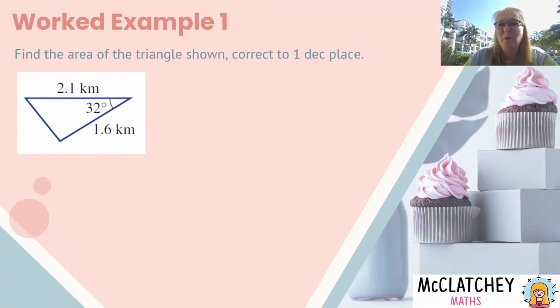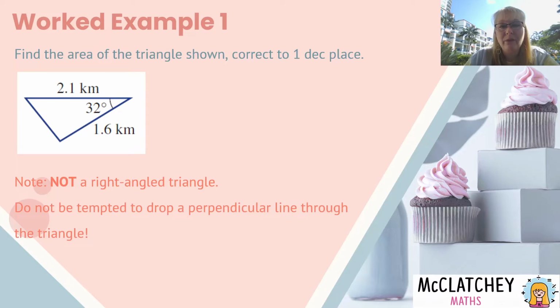Okay, let's do some worked examples. First, we've got the very basic triangle here. We've got to find its area. It's very tempting, and I see students do this every year in their exams, to just treat it like a right angle triangle. It is not a right angle triangle at all. The students who are slightly more switched on will recognize that there is no right angle in the triangle, and they'll try to drop a perpendicular line through the middle, and then use Pythagoras' theorem to work out the height, and go from there.